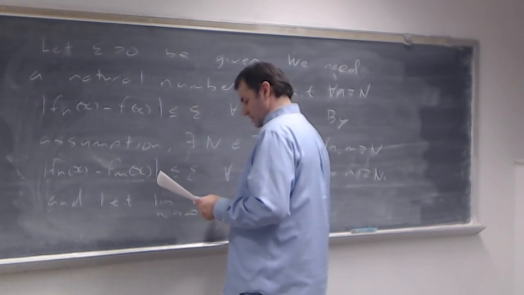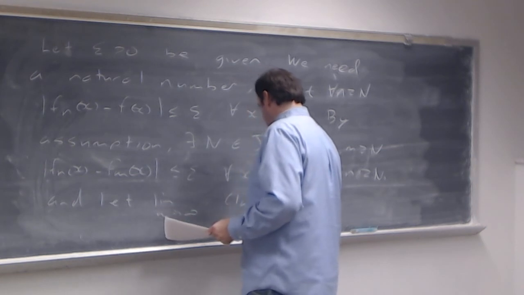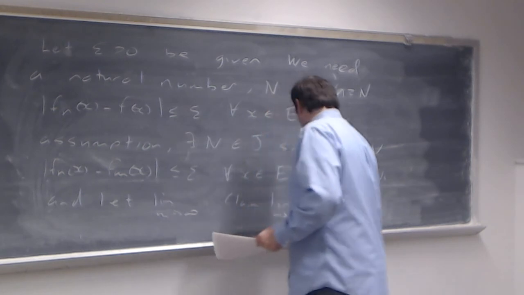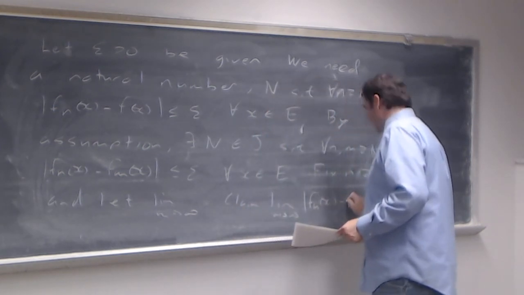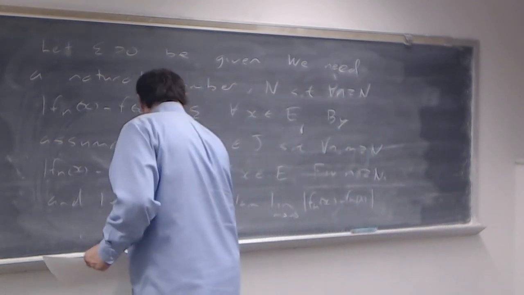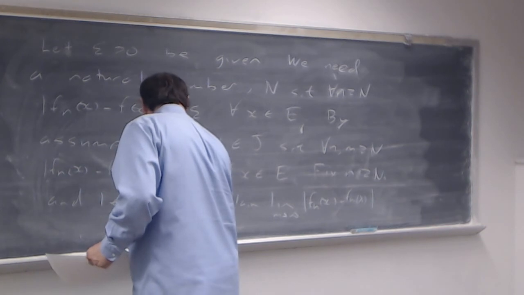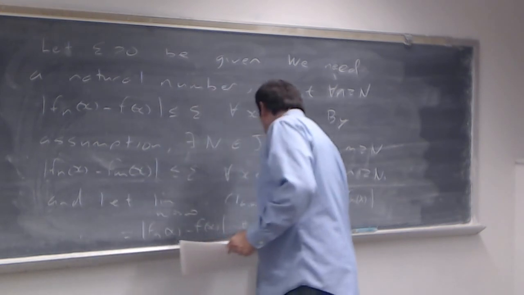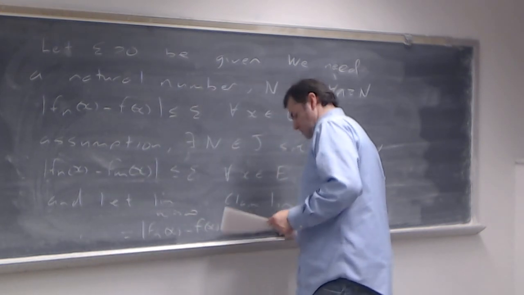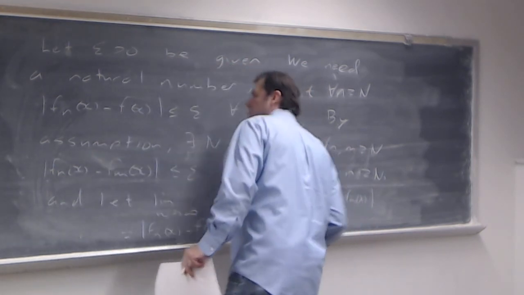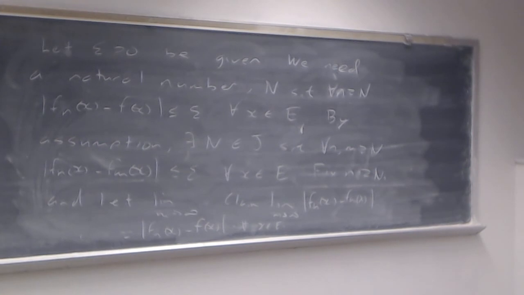for this quantity. And the claim is that the limit as m goes to infinity of the absolute value of f sub n of x minus f sub m of x is the same thing, so I'll write right here, equals the absolute value of f sub n of x minus f of x. And that's for all x element of E, for each x element. So we're going to prove this claim.